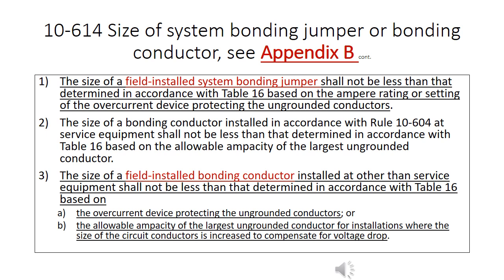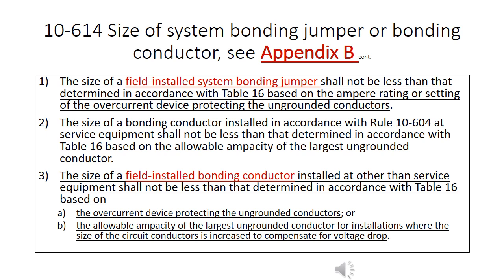10.614, size of system bonding jumper or bonding conductor. See Appendix B. Subrule 1. The size of a field-installed system bonding jumper shall not be less than that determined in accordance with Table 16, based on the amp rating or setting of the overcurrent device protecting the ungrounded conductors. Subrule 2. The size of a bonding conductor installed in accordance with Rule 10.604 at service equipment shall be not less than that determined in accordance with Table 16 based on the allowable ampacity of the largest ungrounded conductor.